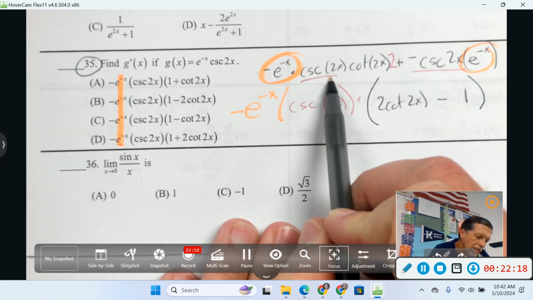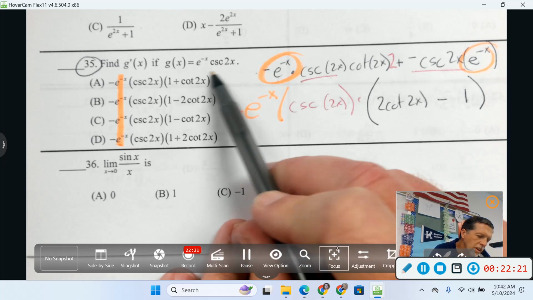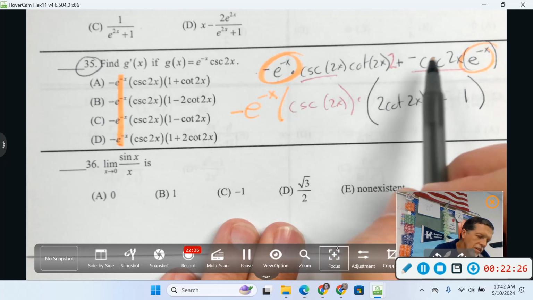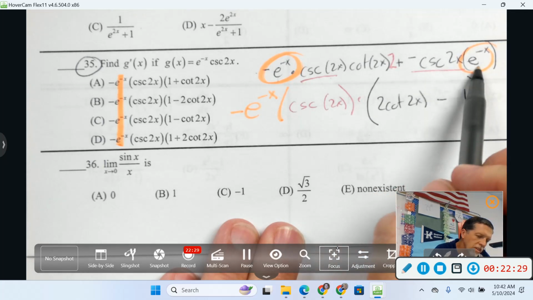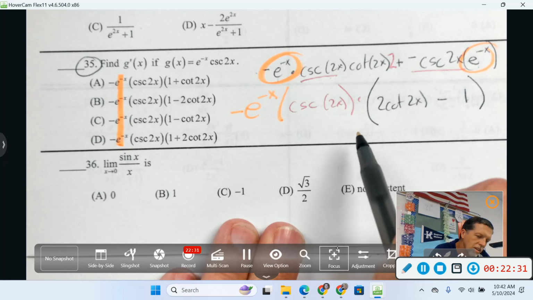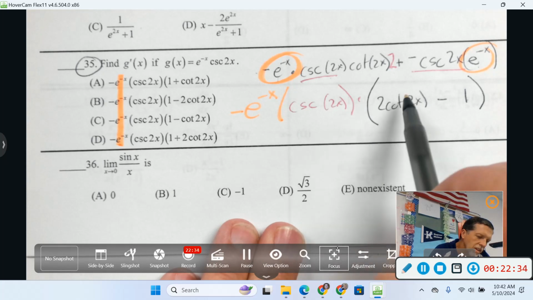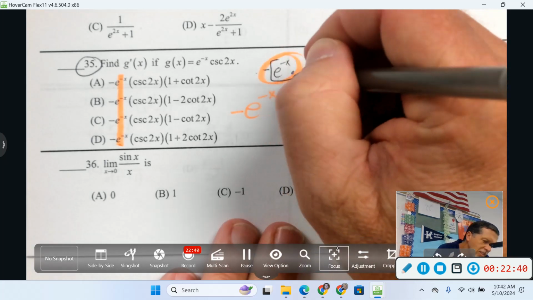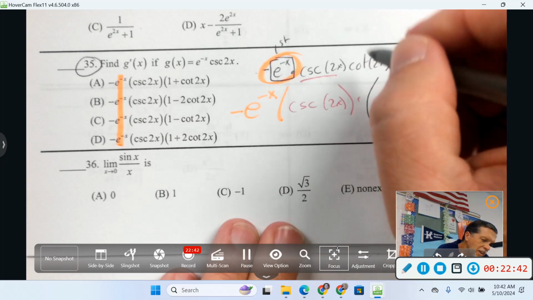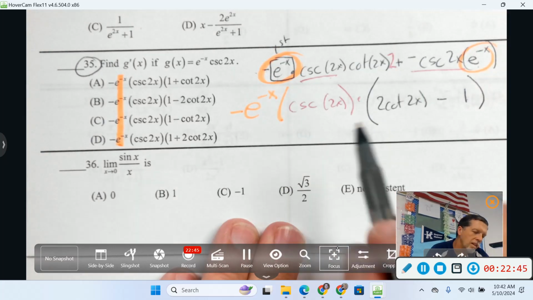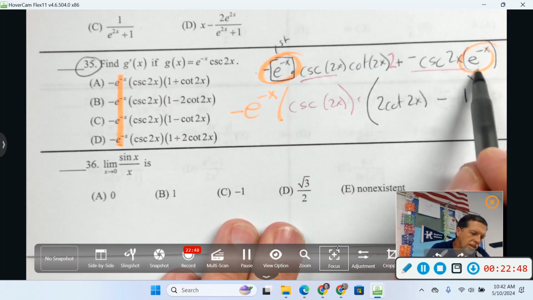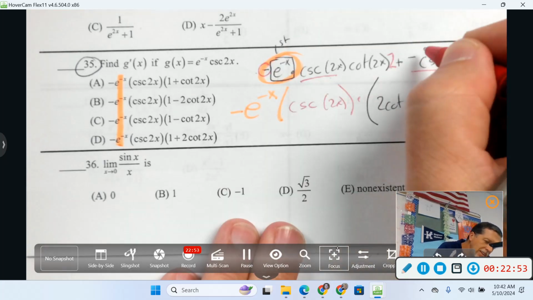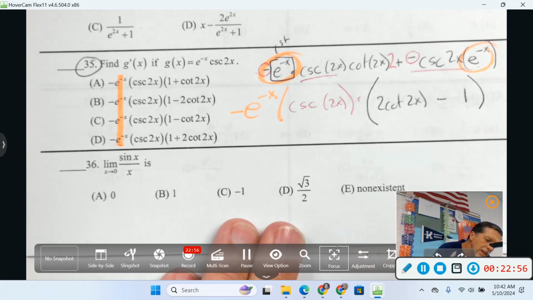First, derivative of the second. Derivative of cosecant is negative cosecant cotangent times 2. Plus second times derivative of the first. I think this is right, because this is the first, and that negative came from the derivative of cosecant. I factored out. Oh, I see what I did. I factored out a negative, but then I forgot to take out this negative, so that should be a plus right there.